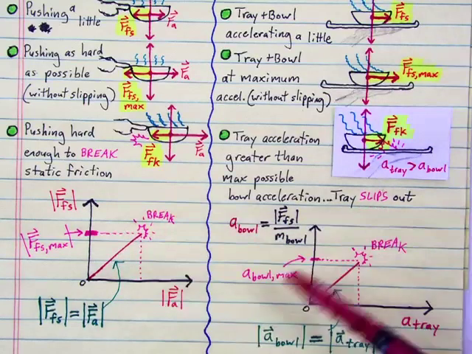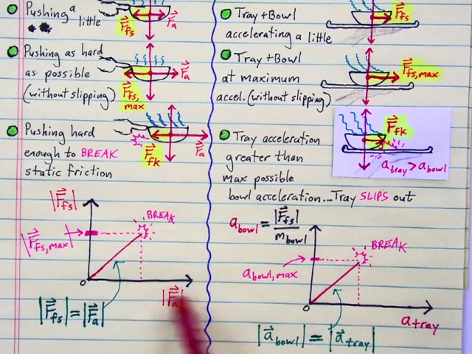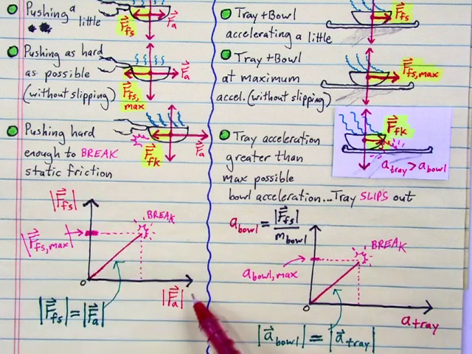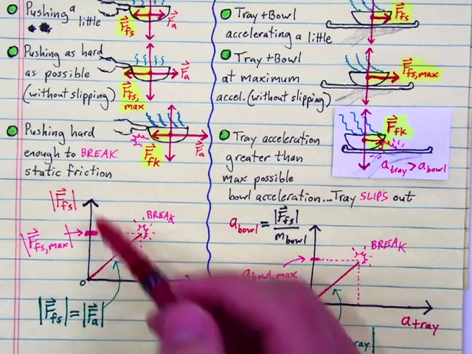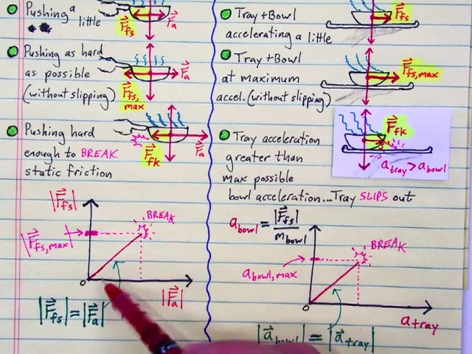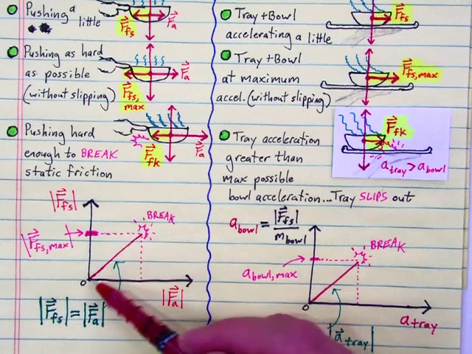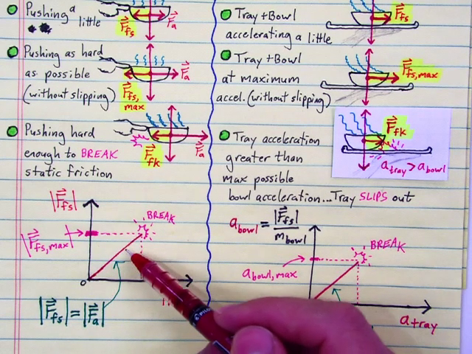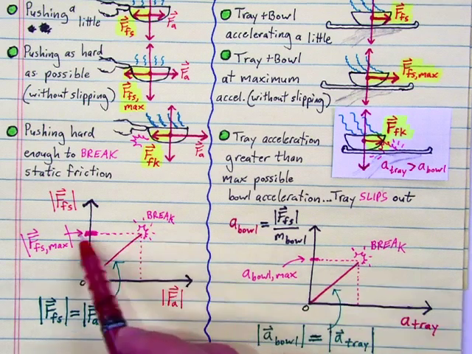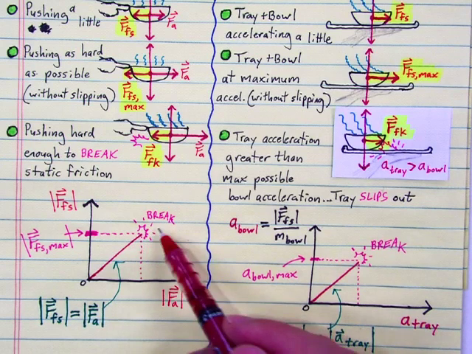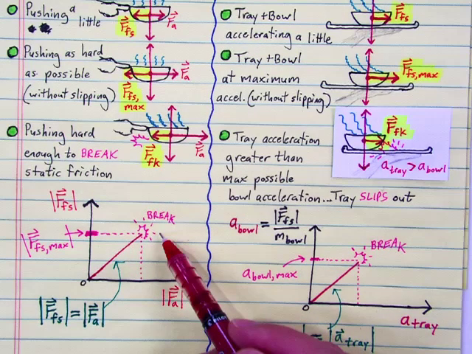by this graph here, the graph of the force of static friction versus the applied force. And there's a linear function with a slope of 1. The static friction force equals the magnitude of the applied force. It matches the applied force. It's only as big as it needs to be up until some maximum value, beyond which we say we break static friction and kinetic friction takes over.